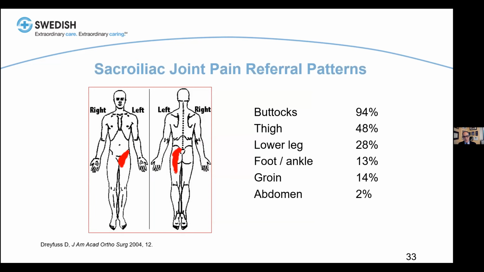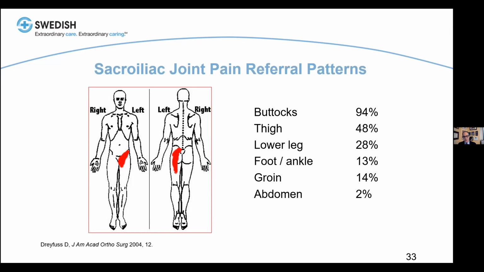Just like facet joints, remember we said this sacroiliac joint is a joint, so that would be what? Myotomal, dermatomal, or sclerotomal? Sclerotomal, right? So in here, this is Dreyfus here in Seattle, who's one of the greats in the area of medical spine. A number of years ago, he did a classic study where he injected toxic chemicals into SI joints, and they mapped out the referral patterns.